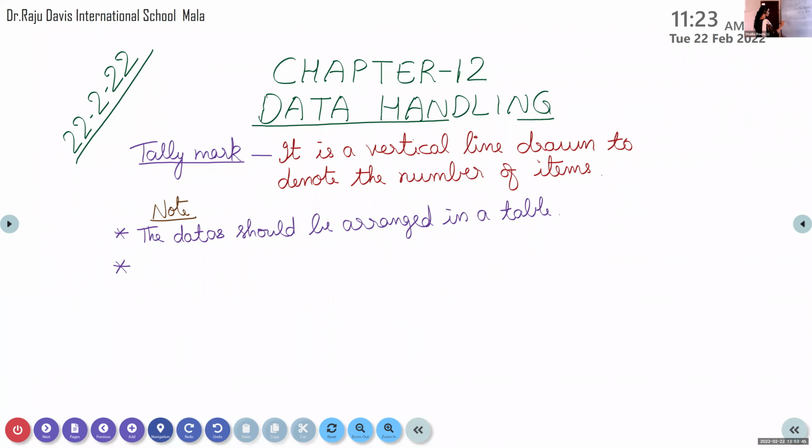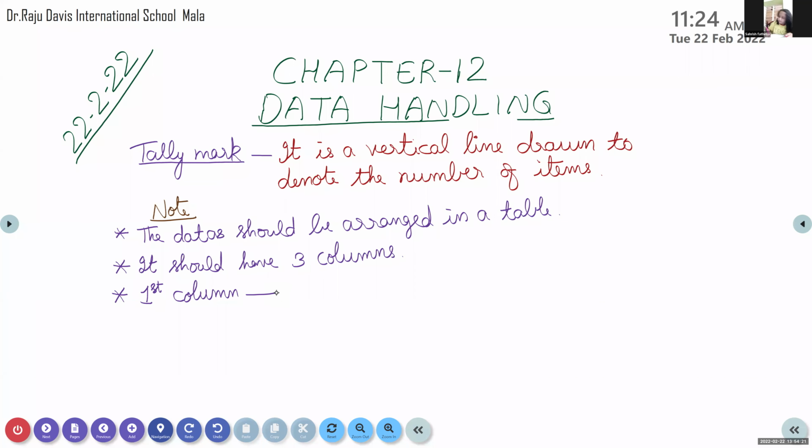Second one: it should have three columns, C-O-L-U-M-N-S. First column is for items. Just write items, no need of writing name. First column, items. Second column.